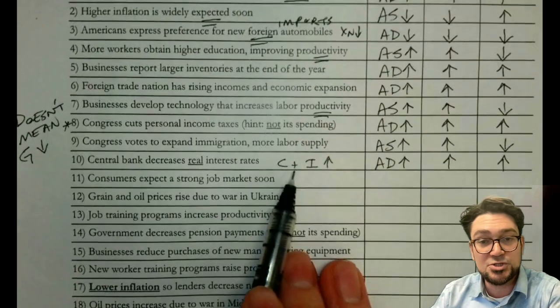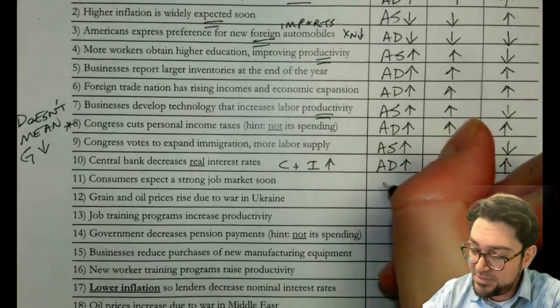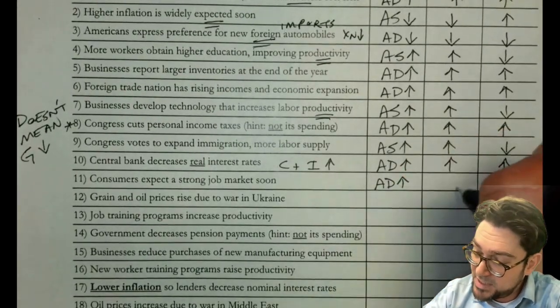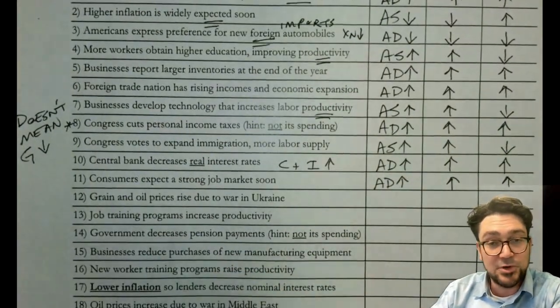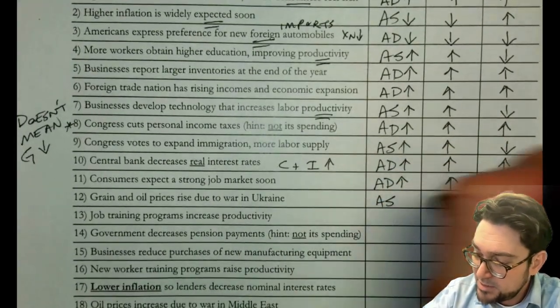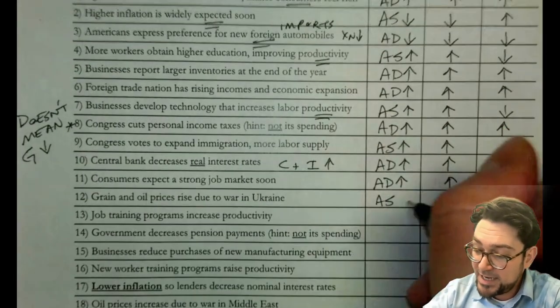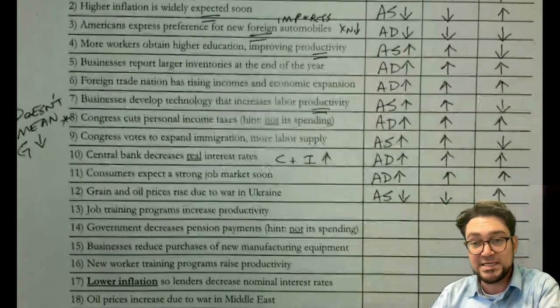Number eleven, consumers expect a strong job market soon. That's going to make them really confident about the economy. They're going to go out and buy things. And so aggregate demand would rise along with output and prices. Number twelve, grain and oil prices rise due to the war in Ukraine. That's going to cause resource costs to rise. Resource costs are an aggregate supply shifter. If there are higher costs, supply is going to be less, and that reduces output and drives up prices.